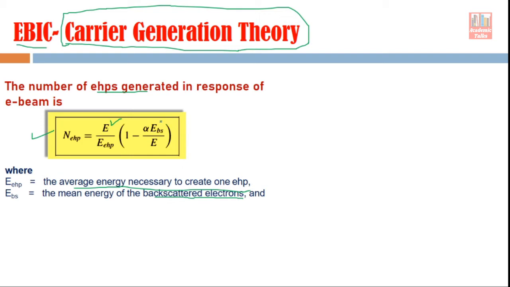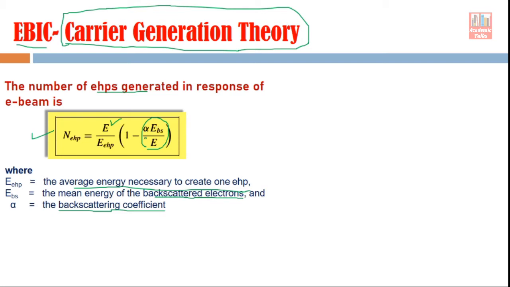So it is always better if this EBS is negligible, right? And this alpha is the backscattering coefficient. This backscattering coefficient should also be low if we want better efficiency of electron hole pair generation. You can see here, this component is subtracted from 1, right? So it's better that this alpha is as small as possible, and ideally it should be 0.